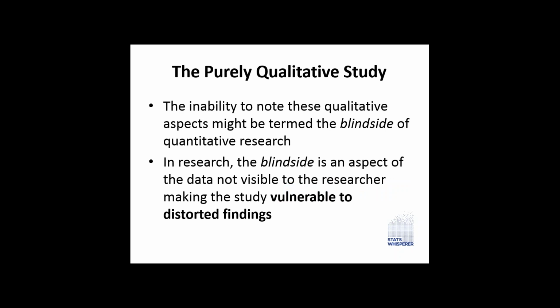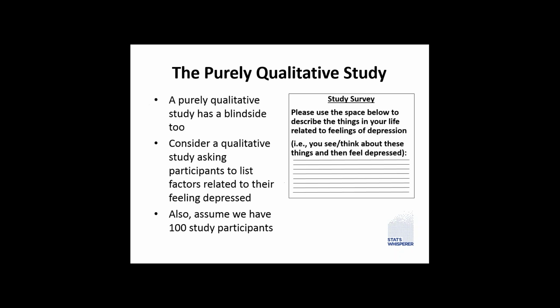Now, the purely qualitative study, right? Now, consider the inability to note the qualitative aspects in that quantitative study, right, might be termed the blind side. That might be the blind side of quantitative research, or one of them. In research, we could call the blind side an aspect of the data not visible to the researcher, but makes the study vulnerable to distorted findings, right? It's something we can't see, and it's going to misrepresent our findings, something we do not want.